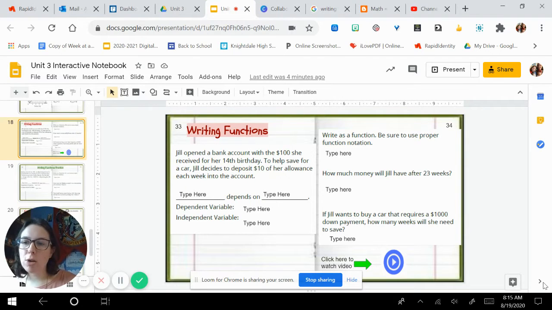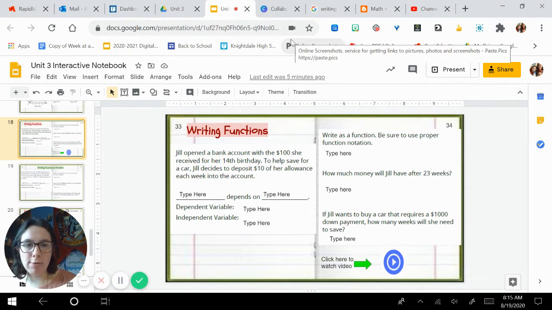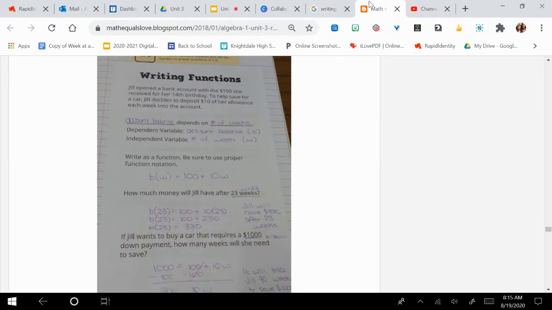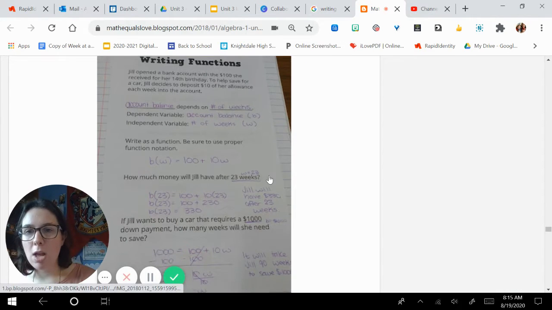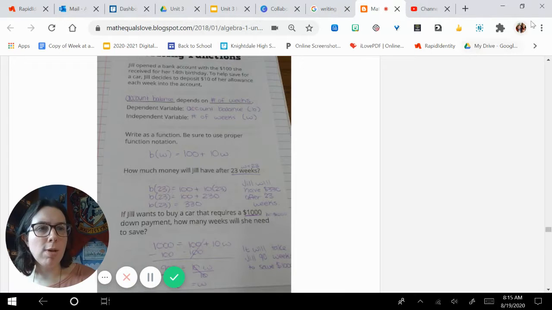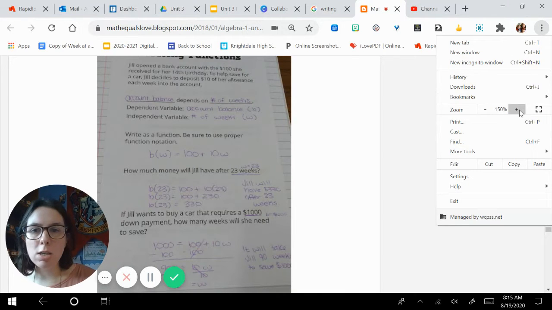So today we're going to be learning about how to write functions from word problems. Again, this is one of the big things that the state wants you to be able to do in Math 1: write an equation from a scenario. So let's look here. I have the filled out version right here. I will zoom in a little bit in case you can't see that.